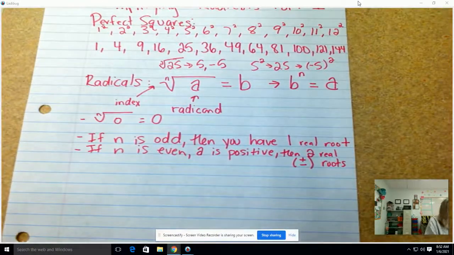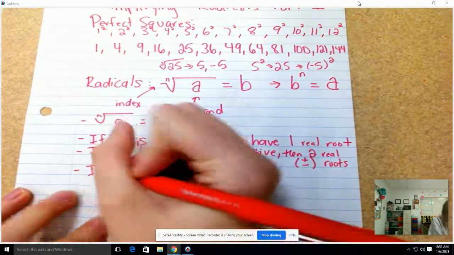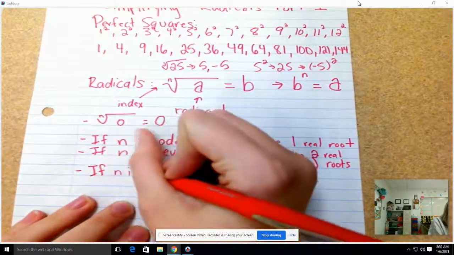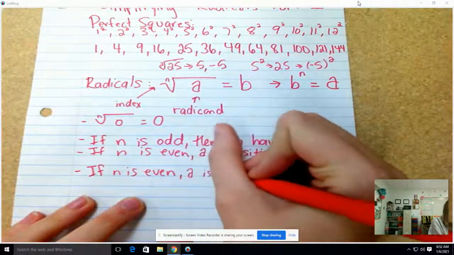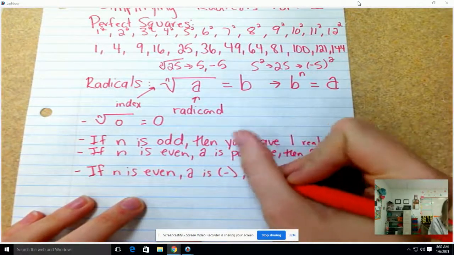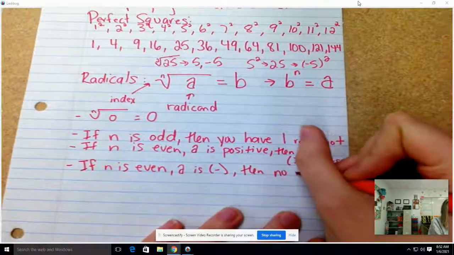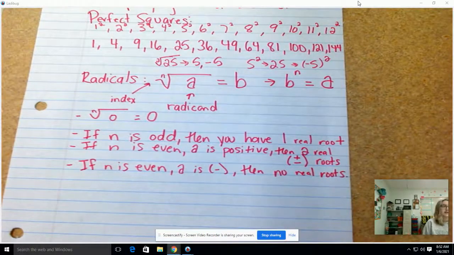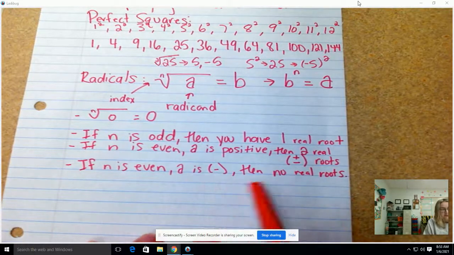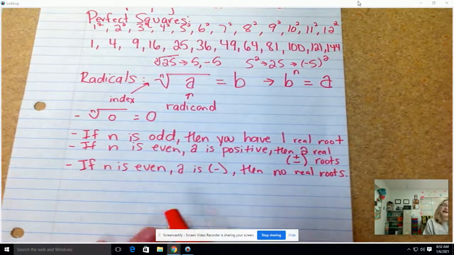And then lastly, if n is even, a is negative, then no real roots. So what we mean by real roots is dealing with real numbers, like negative infinity to positive infinity. But in this unit, we're also going to learn about imaginary numbers. So that's what it means when it says there's no real roots. If you don't have real roots, you have imaginary roots.